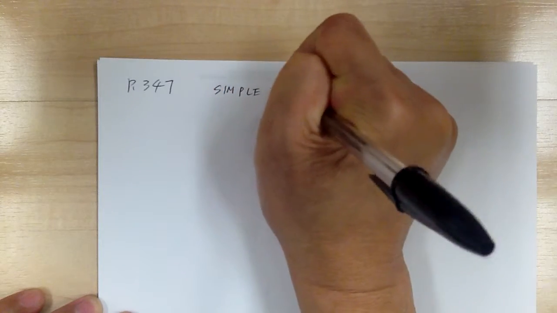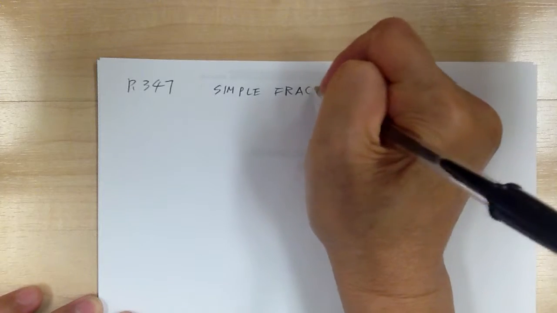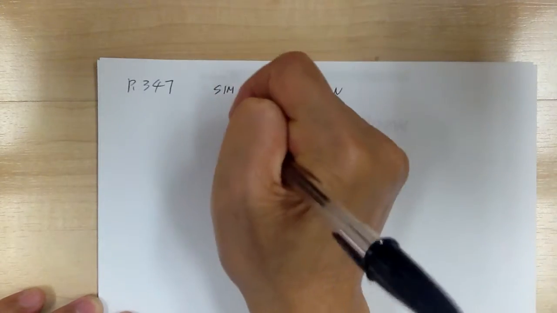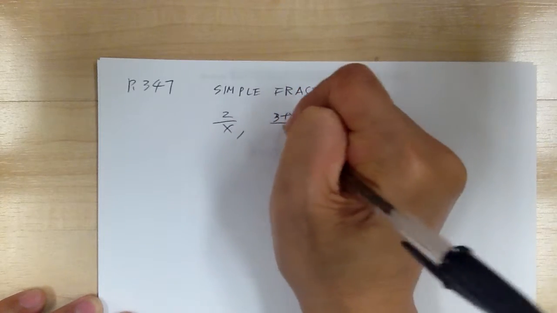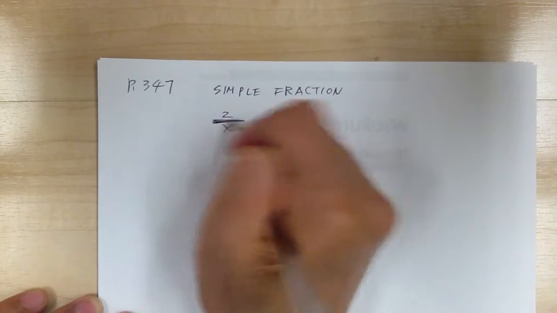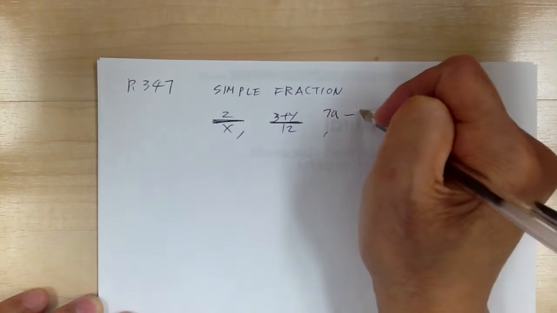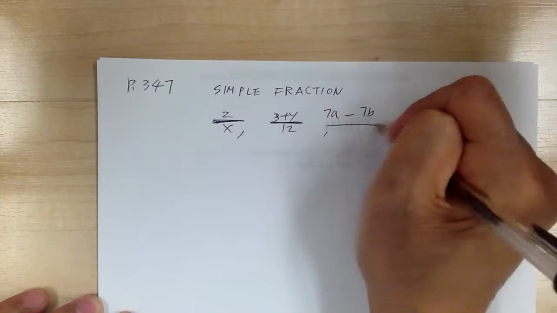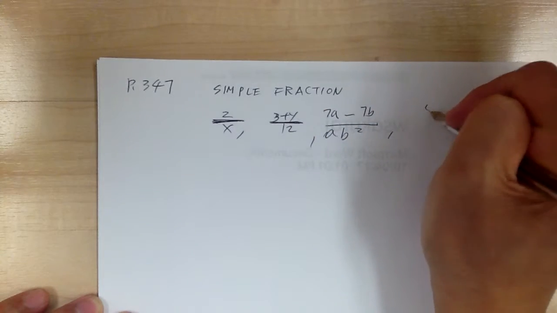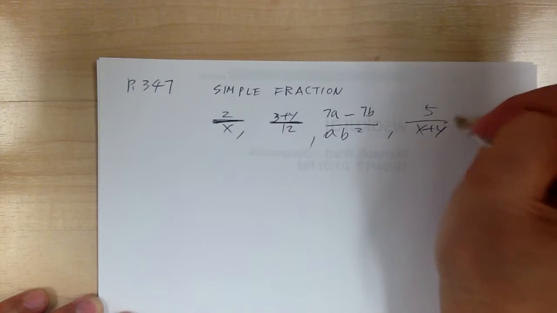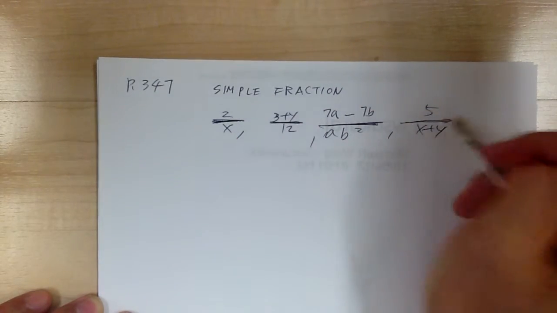A simple fraction means the one with only one fraction bar. For example, that would be like 2 over x, or 3 plus y over 12. So it has only one fraction bar. So all these are examples of simple fractions. They have only one fraction bar.